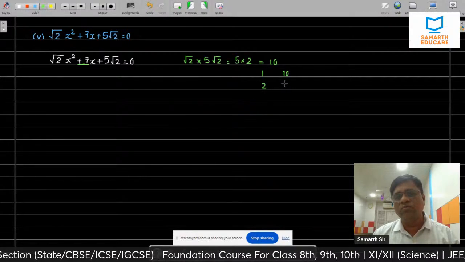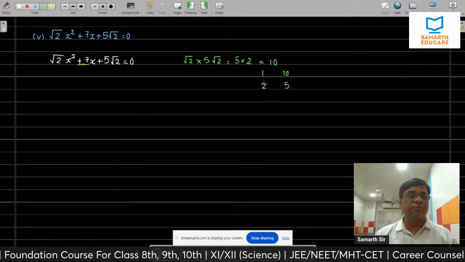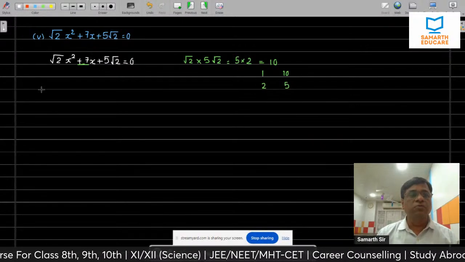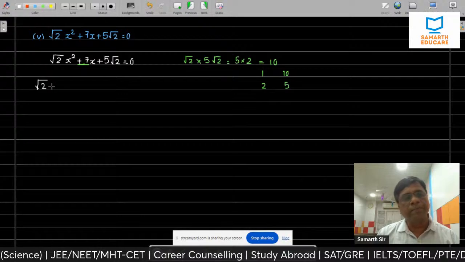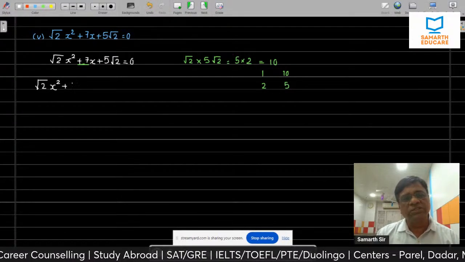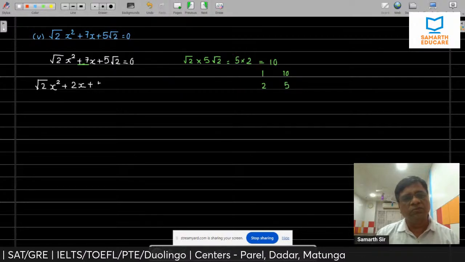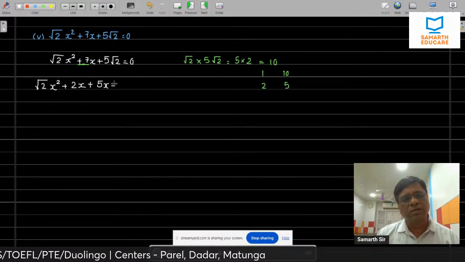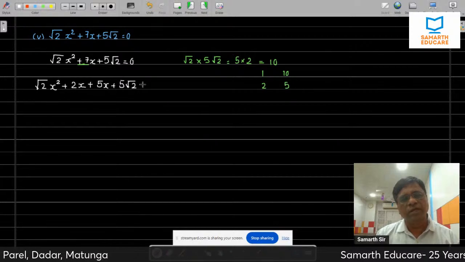Second option is 2 and 5. You can observe 2 and 5, the total is 7. Now this is very, very important. So root 2 x square plus 2x plus 5x plus 5 root 2. Okay.